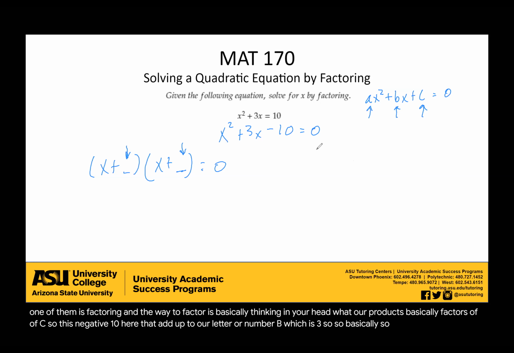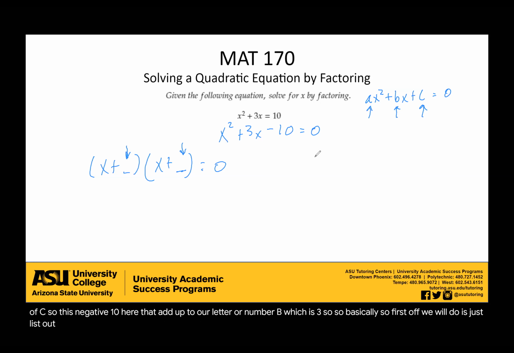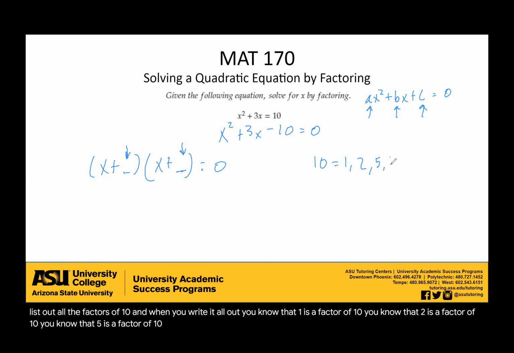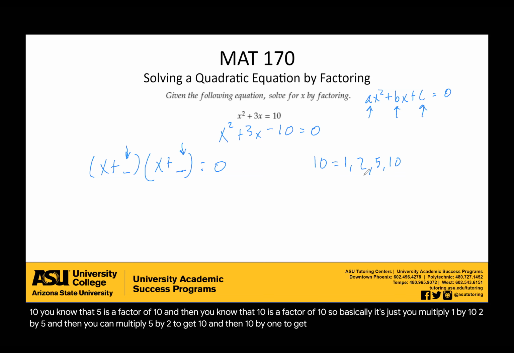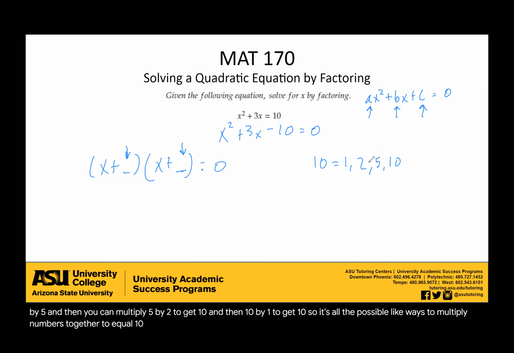First off, what we'll do is list out all the factors of 10. When you write it all out, you know that 1 is a factor of 10, 2 is a factor of 10, 5 is a factor of 10, and 10 is a factor of 10. So basically, you multiply 1 by 10, 2 by 5, 5 by 2, and then 10 by 1 to get 10. So it's all the possible ways to multiply numbers together to equal 10, if that makes sense.